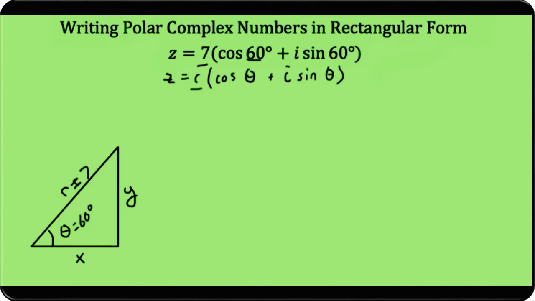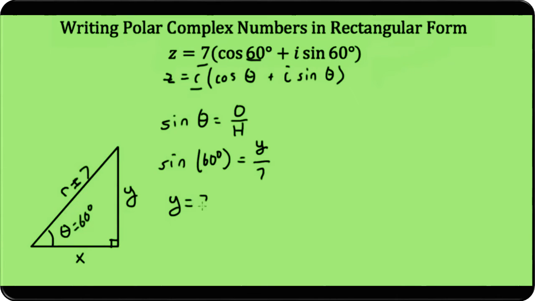that is 60, so this is 60 degrees. Now using the sine function, remember that sine of our angle is equal to the opposite over the hypotenuse. This is a right triangle, so the sine of theta, which is 60 degrees, is equal to the opposite side, which is y, over the hypotenuse, which is 7. So y is equal to 7 sine 60, and this is approximately 6.06.